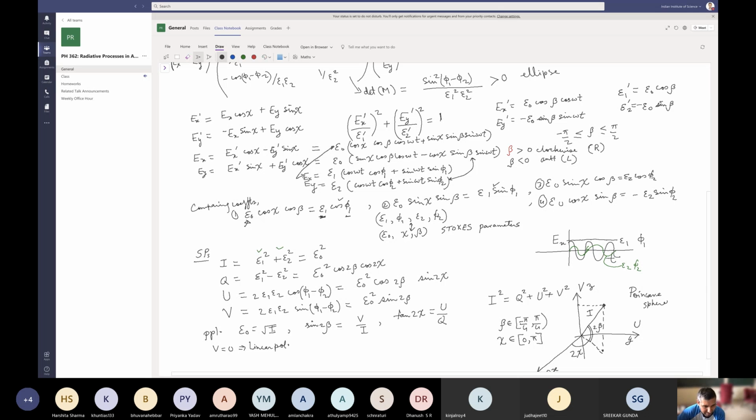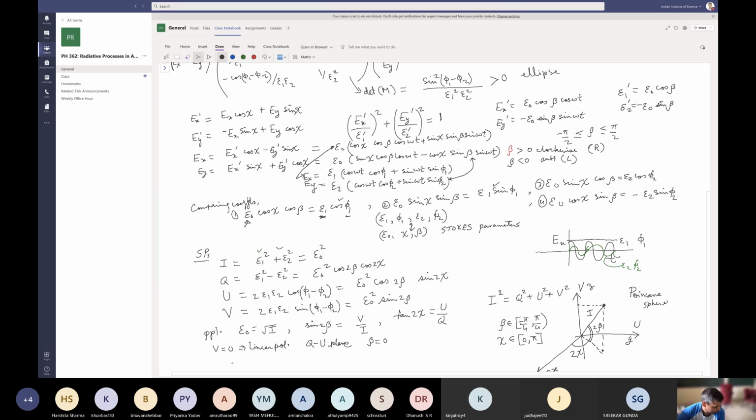So what does linear polarization mean? Linear polarization means that sine beta is actually 0, or beta is equal to 0. So beta equal to 0 in this figure means that you are in the QU plane. Your I lies in the QU plane. Then you will have linear polarization. That is V equal to 0. Okay, you get it. Basically, beta is equal to 0.